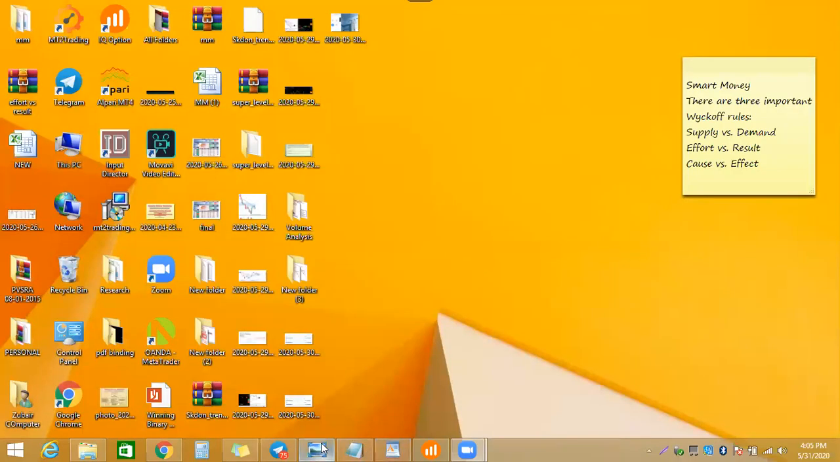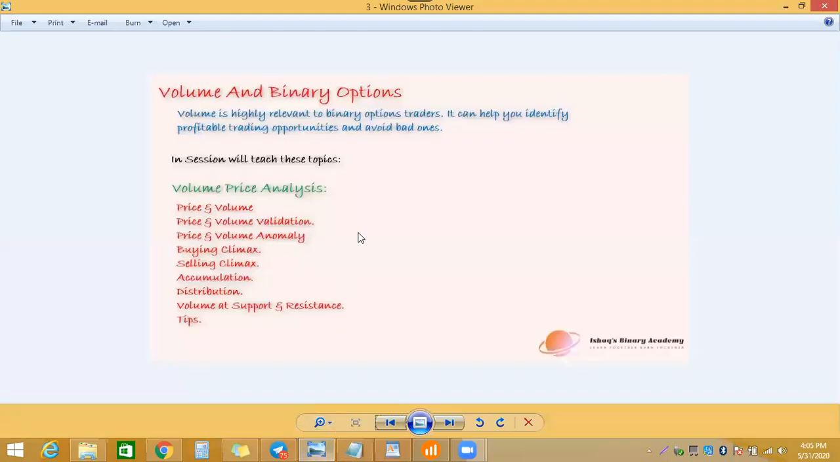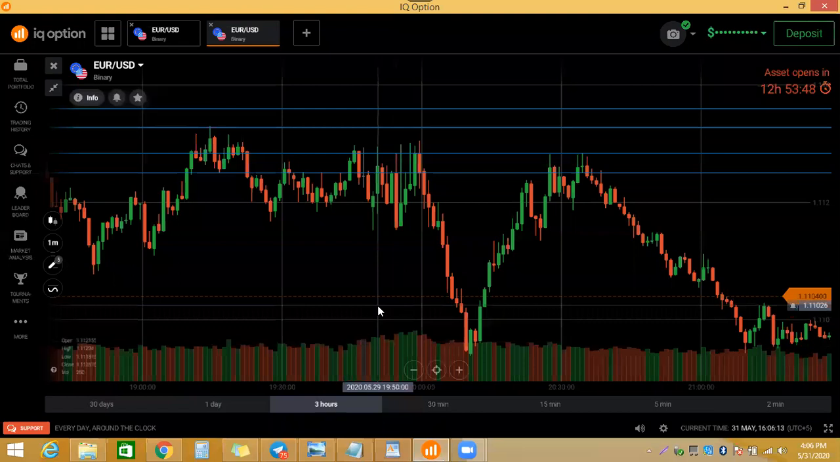So the topic is volume in binary options, and how we can use volume analysis in binary options. Before using volume analysis, we must understand the price and the volume. So what is the price and what is the volume? We are going to the chart and look at the chart.